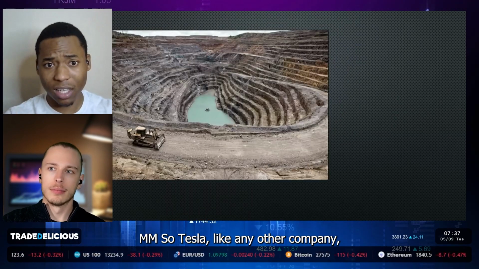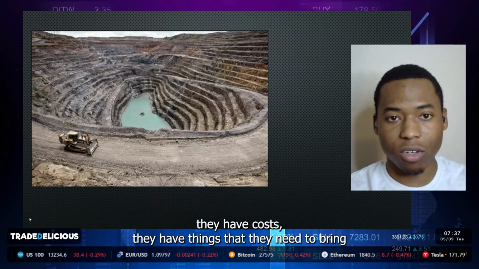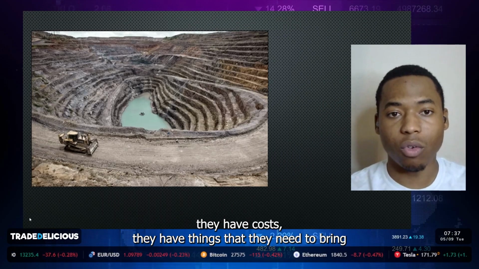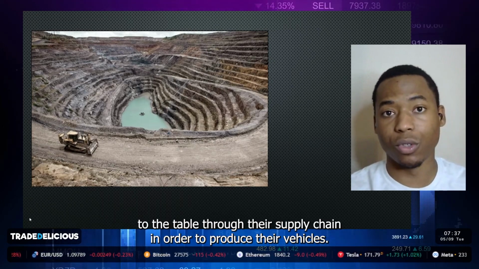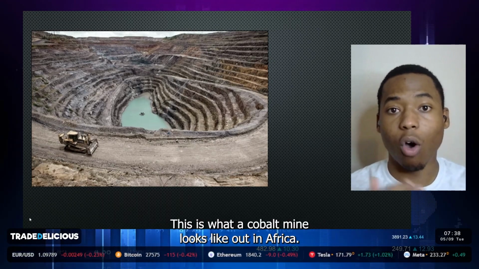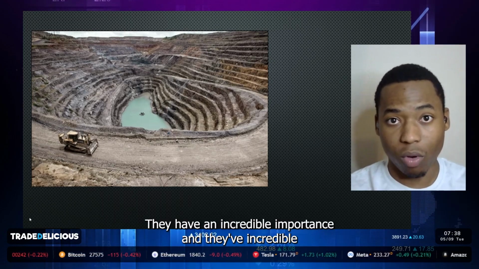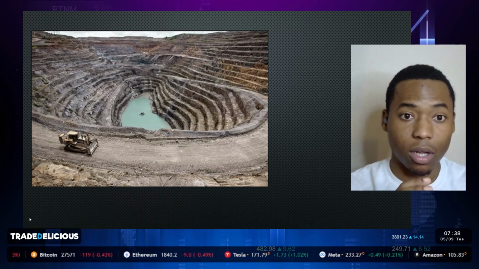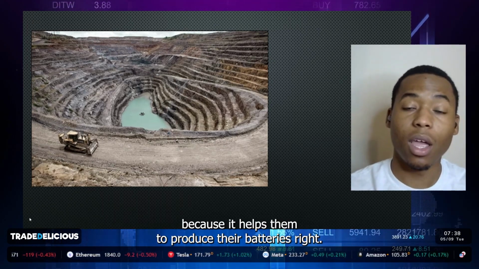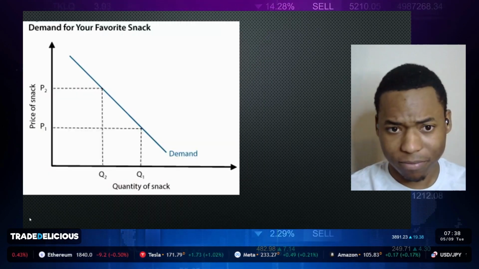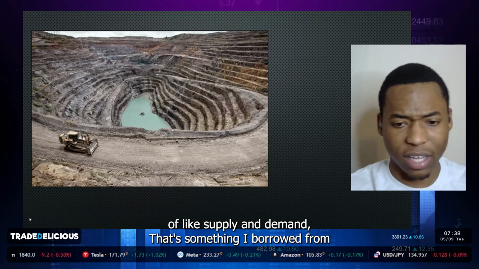So, Tesla, like any other company, has costs, things that they need to bring to the table through their supply chain in order to produce their vehicles. This is what a cobalt mine looks like out in Africa. They put an incredible importance on this particular product because it helps them to produce their batteries, right? Just like we've been talking about with everything else here in terms of supply and demand.